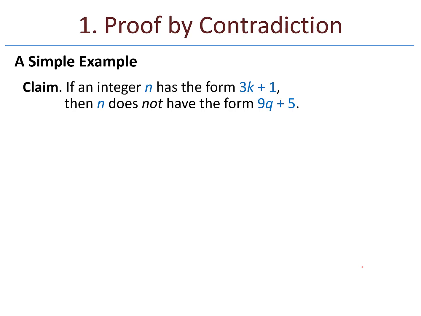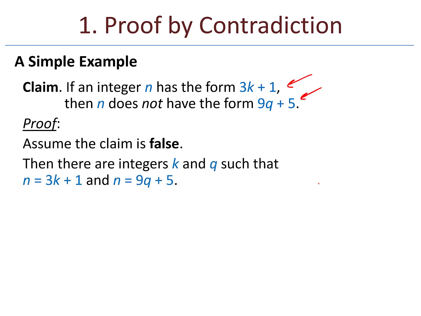Alright, proof by contradiction. A simple example. Here's our claim. If an integer n has the form 3k plus 1, then n does not have the form 9q plus 5. Why is it impossible that a number n should have these two forms simultaneously? So to prove this, I start by assuming that the claim is false. Then there are integers k and q such that n equals 3k plus 1 and n equals 9q plus 5.